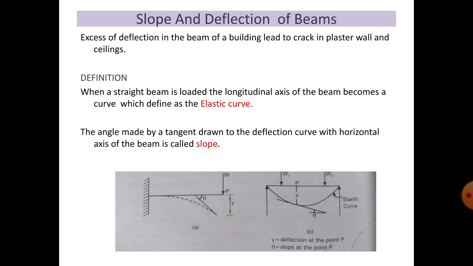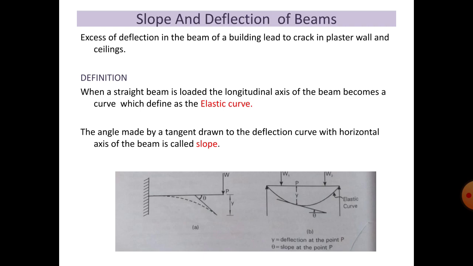Excess of loading in the beam, excess of deflection in the beam of the building leads to cracks in the plaster of the walls and the ceilings. You might have seen cracks developed on the walls or on the beams, right? These are due to the deflections. Due to the deflections, the beam is trying to deform, and it is putting excess pressure over the walls. Due to this excess pressure the walls are pushed downwards, they are in compression, so a crack is formed on the walls and the plaster of the walls.